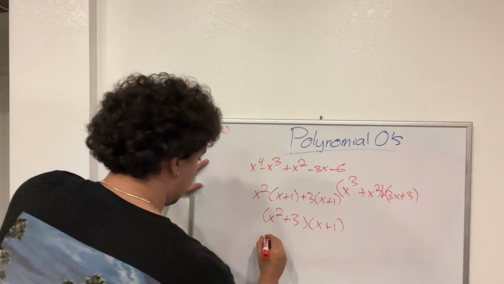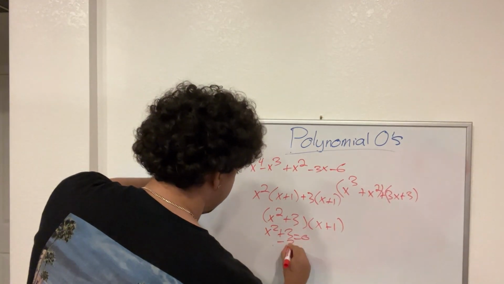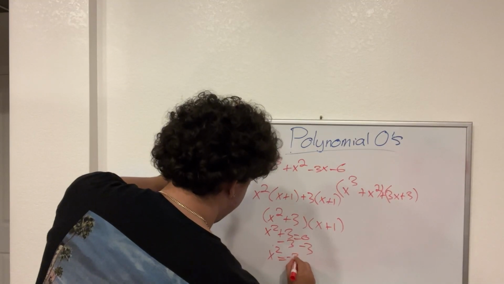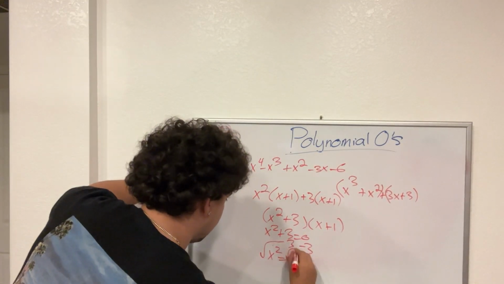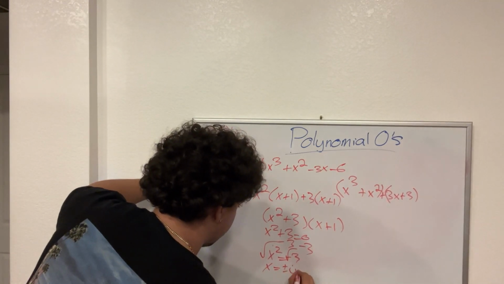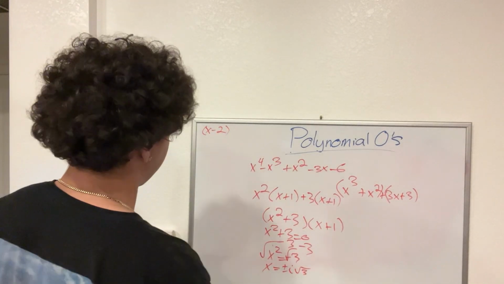Then I set these both equal to 0 and solve. x squared plus 3 is equal to 0. I subtract 3, I get x squared equals negative 3. And then last thing here, I take the square root. Now I'm going to get x is equal to plus or minus i root 3. So that's 2 zeros actually.